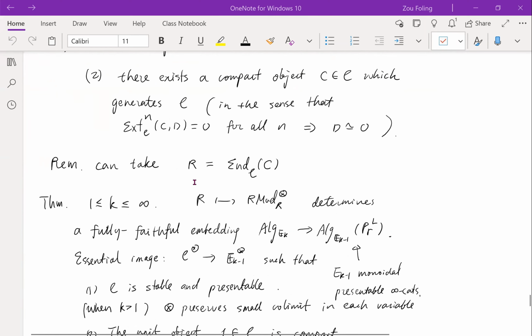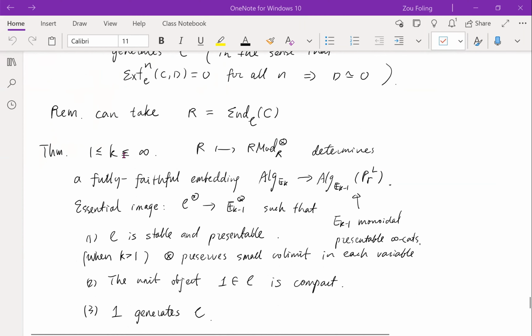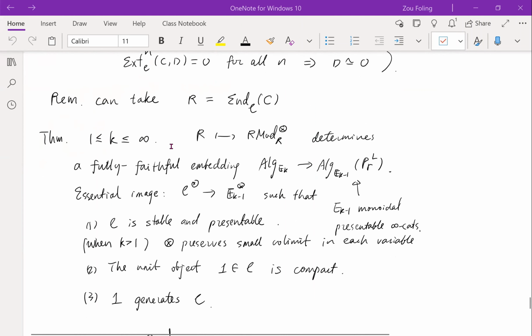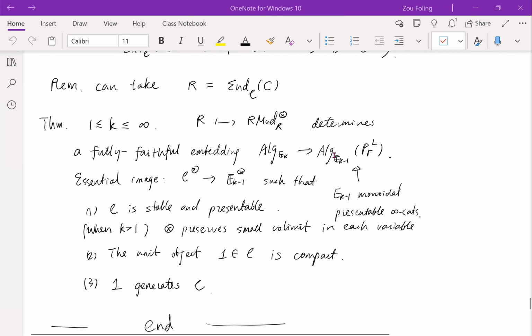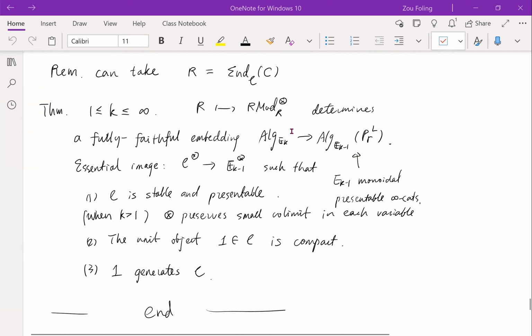And that's used in the next theorem, which generalizes the previous one to higher k. Now k can be from 1 to infinity. And the functor that sends R to right modules over R, which when k is infinity are just R modules without the right, determines a fully faithful embedding from E_k algebras to E_(k-1) monoidal categories. More precisely, these are E_(k-1) monoidal presentable infinity categories, so these are E_(k-1) algebras in Pr^L.